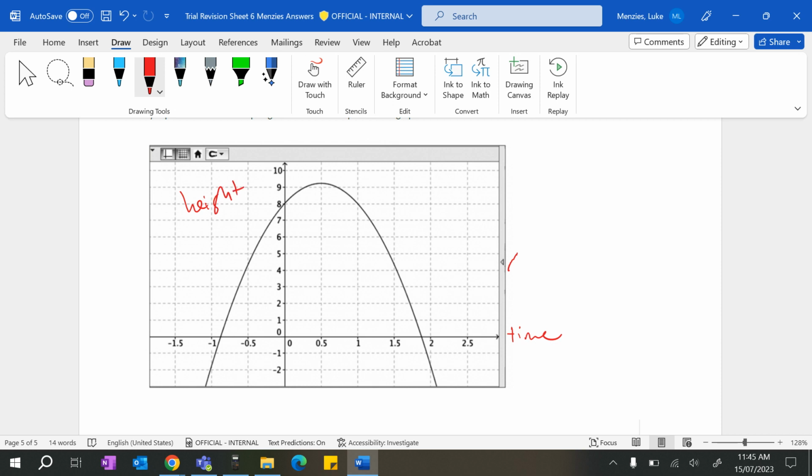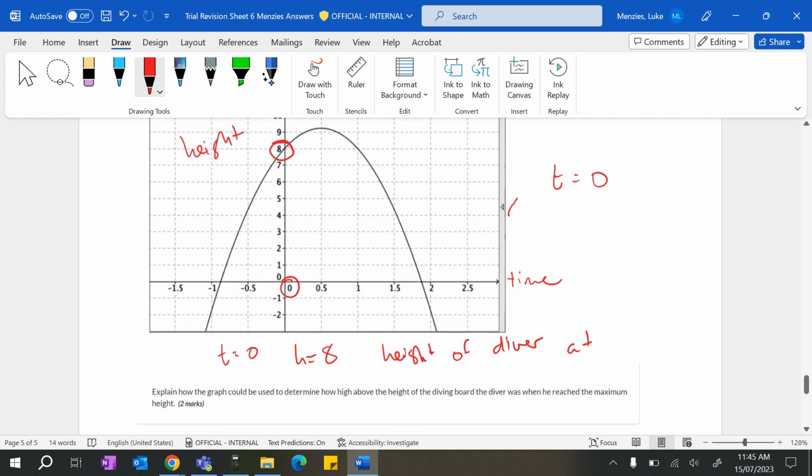So what we're really looking for in this case is time is 0, so t equals 0. T equals 0 is when this person is standing on the dive board and hasn't done anything yet. Interesting to see is that when t equals 0, the height is equal to 8. So t equals 0, h equals 8. What that means is the height of the platform or the board. Height of diver at start equals 8 meters.